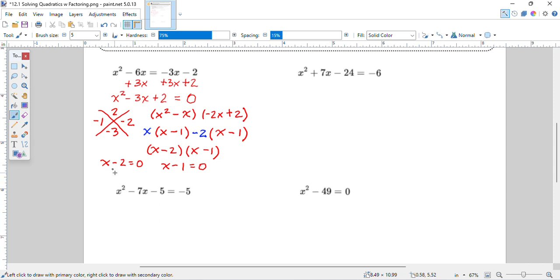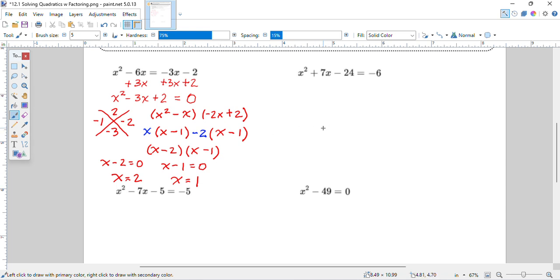So in this case, I'm going to add 2 to both sides, giving me x equals 2. And on this problem here, I'd add 1 to both sides, giving me x equals 1. And those are my two solutions. We can sometimes end up with a single solution. We can end up with two solutions. Ultimately, for the most part, you'll always end up with two solutions. x equals 2 and x equals 1 is our solution here.